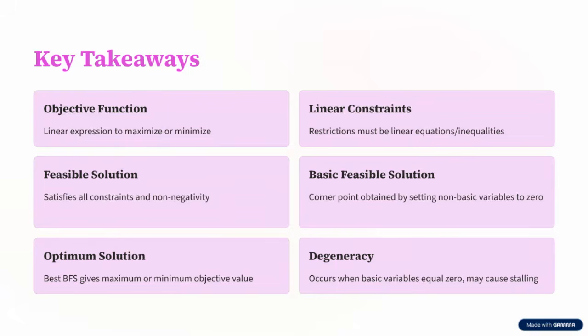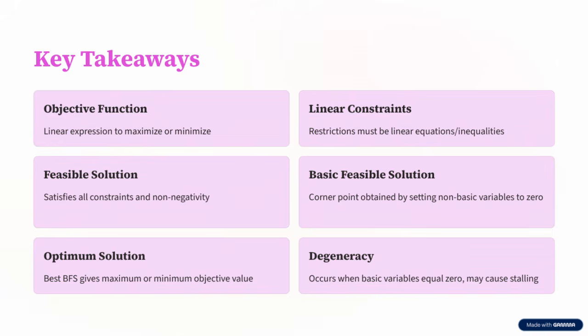Now let's look at some important points to keep in mind. First, degeneracy occurs when basic variables equal 0, and may cause stalling. This situation is known as degeneracy and it can sometimes make the process of finding the optimal solution more complicated. Next, we have the concept that the best BFS, or basic feasible solution, gives us the maximum or minimum objective value. Essentially, this means that among all feasible solutions, the optimal one is the most desirable based on our goal.